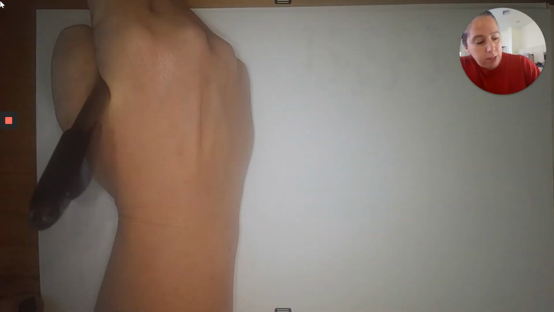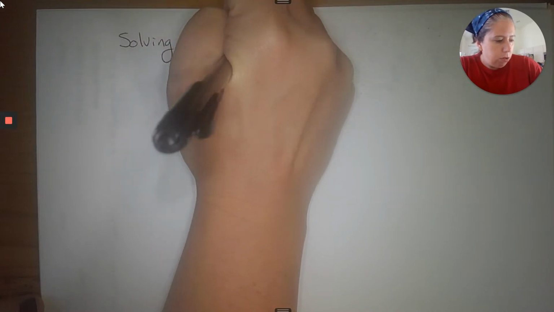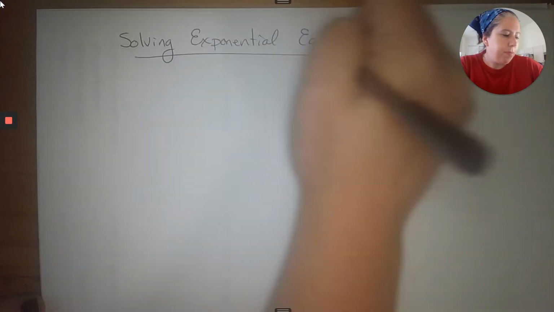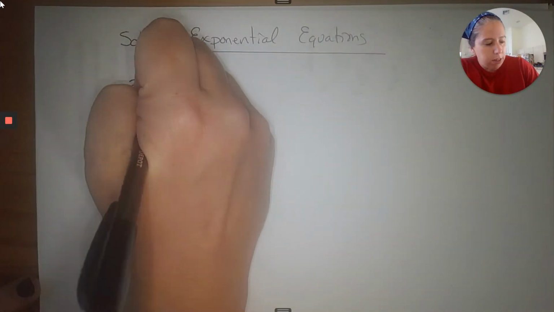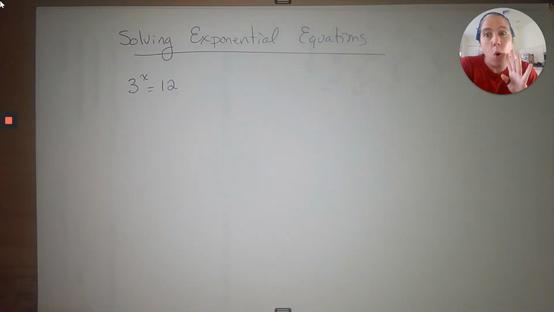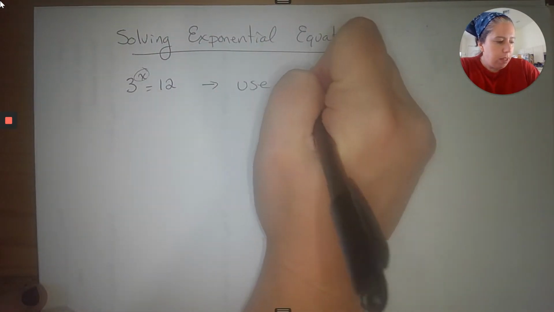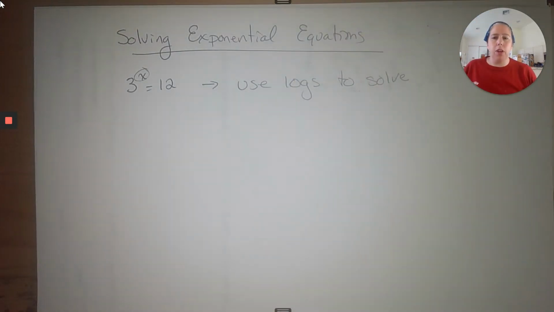So anyway, all right. Today's lesson, we're going to be solving exponential equations. We're actually going to solve for variables that are up in the top of the log. So it's going to look something like this: 3 to the x equals 12. So 3 to what power gives me 12? It's not 4. So how we're going to do this is we're going to use logs to solve these. That's kind of where we've been going with the log stuff.